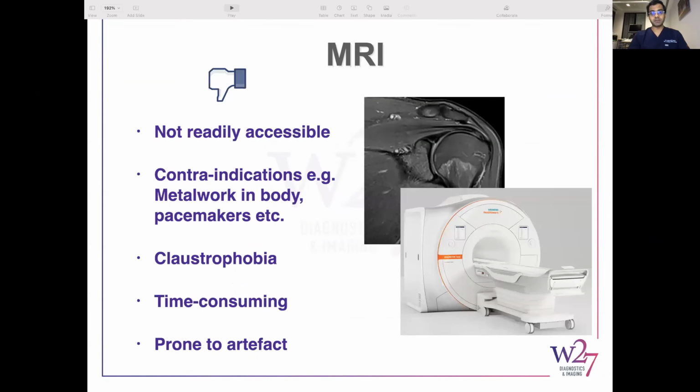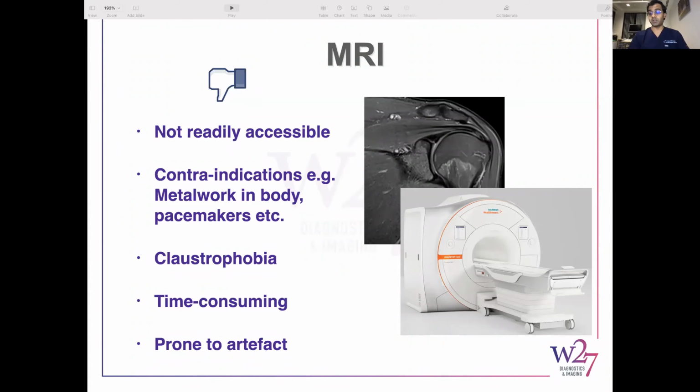Some of the drawbacks for MRI include it's not always readily accessible, although having said that, nowadays there's an MR probably around the corner of every street. It's fairly accessible. And in terms of contraindications, these used to be absolute contraindications where we wouldn't be able to MR patients with pacemakers or metalwork. But nowadays, with the newer machines and in certain institutions, we can image patients with pacemakers. And certainly with metalwork, we can run metal artifact reduction sequences.